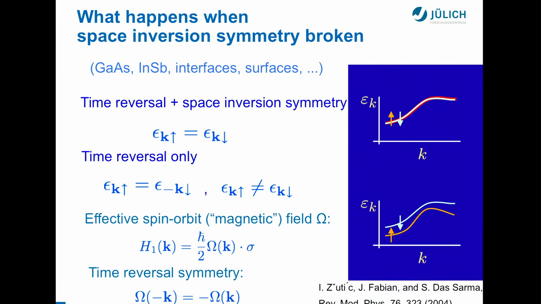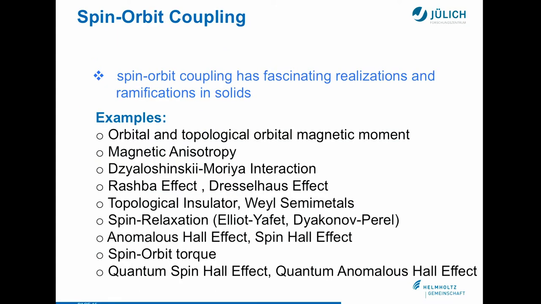And therefore, the electron is fooled. It thinks locally there is a magnetic field which splits the spin-polarized, spin-degenerate states, and therefore you have an effective spin-orbit field. And this spin-orbit field acts like a local magnetic field and changes your properties. And many of these spin-orbit coupling properties are then listed here.